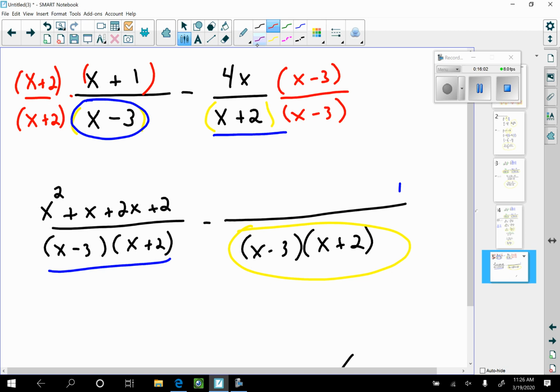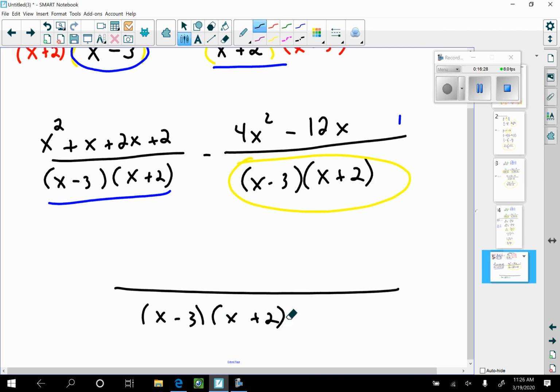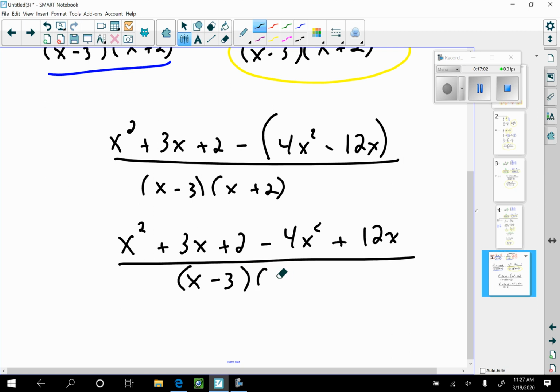Now I have to multiply this out. This is going to be, what do I have? I have 4x squared, whoop, and I have minus 12x. So now what do I need? Now I'm going to get rid of that. I'm going to write my denominator out, which is going to be x minus 3, x plus 2. And now what am I going to do? I'm going to go x squared plus 3x plus 2 minus 4x squared minus 12x. Now I need to do the subtraction on the top, which is going to be x squared plus 3x plus 2 minus 4x squared plus 12x, all over x minus 3, x plus 2.